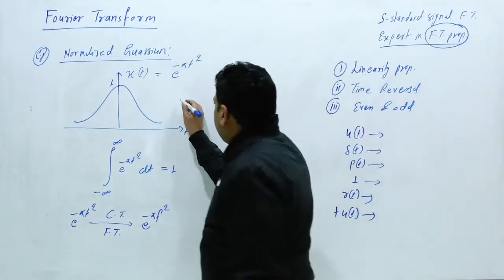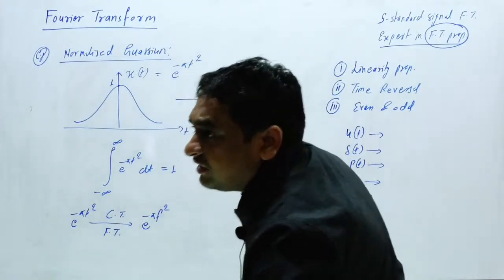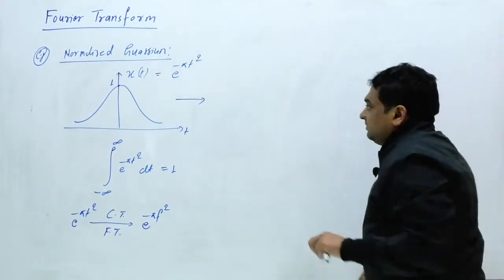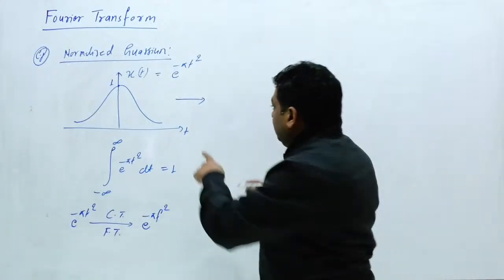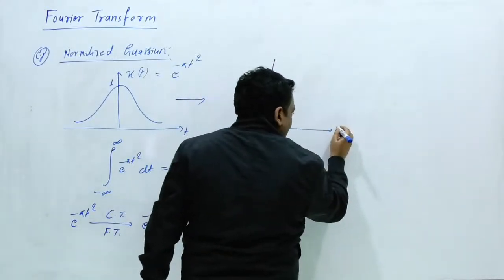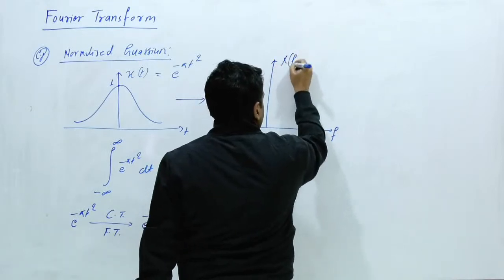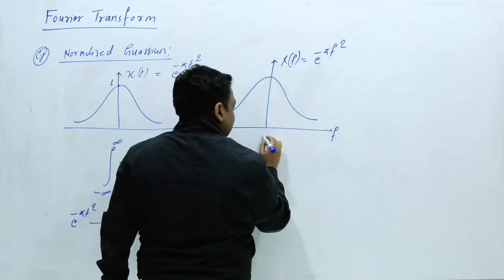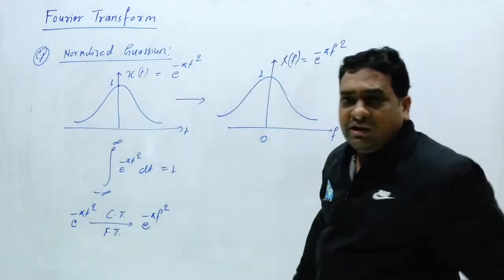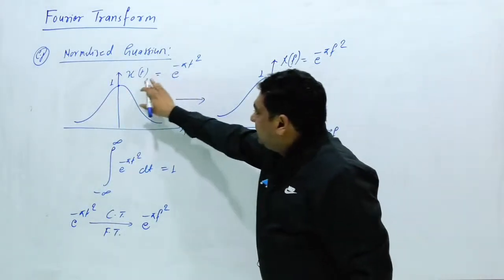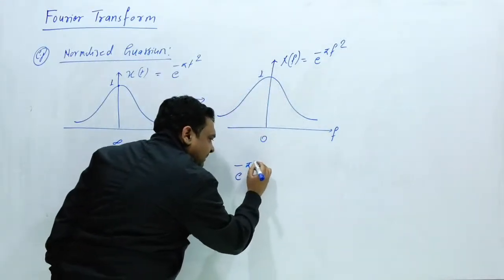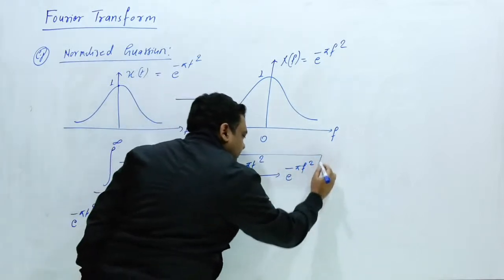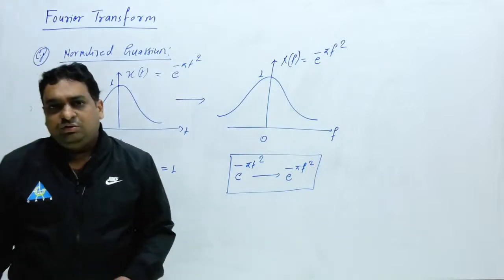Clear? So how does this Fourier transform look? As it is the same, you only replace t with f. So X of f is nothing but e raised to power minus pi f square, and you get the same function. This is 0 and this is 1. Both shapes are the same, only t is replaced by f. So you should remember this: e raised to power minus pi t square has Fourier transform e raised to power minus pi f square. Clear? You should remember this.